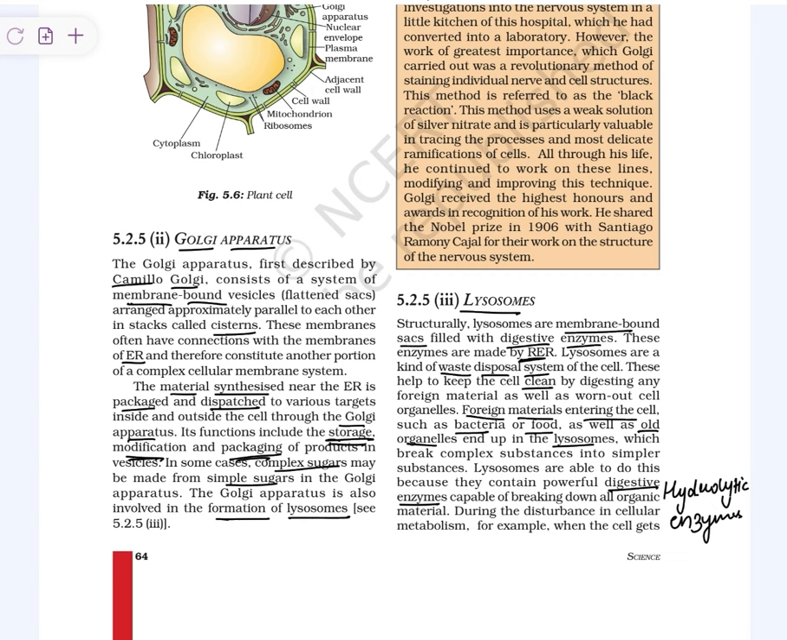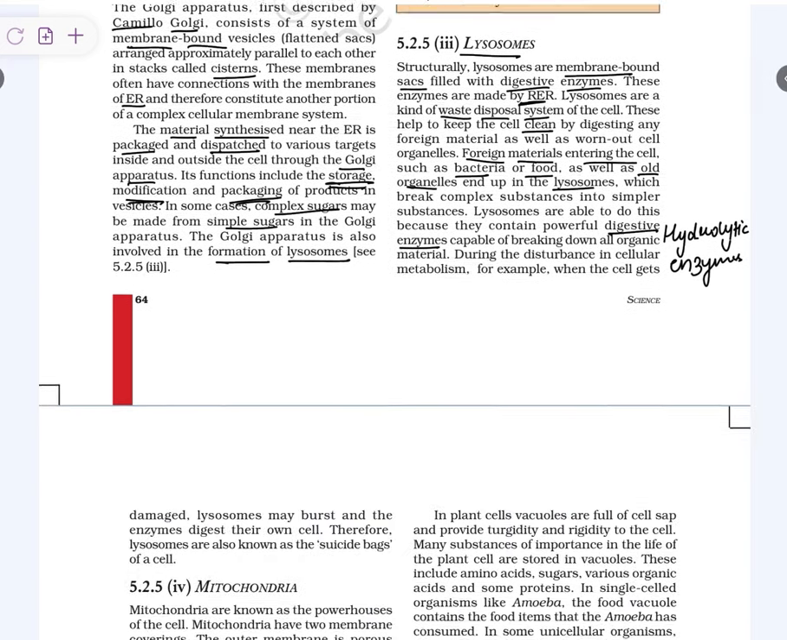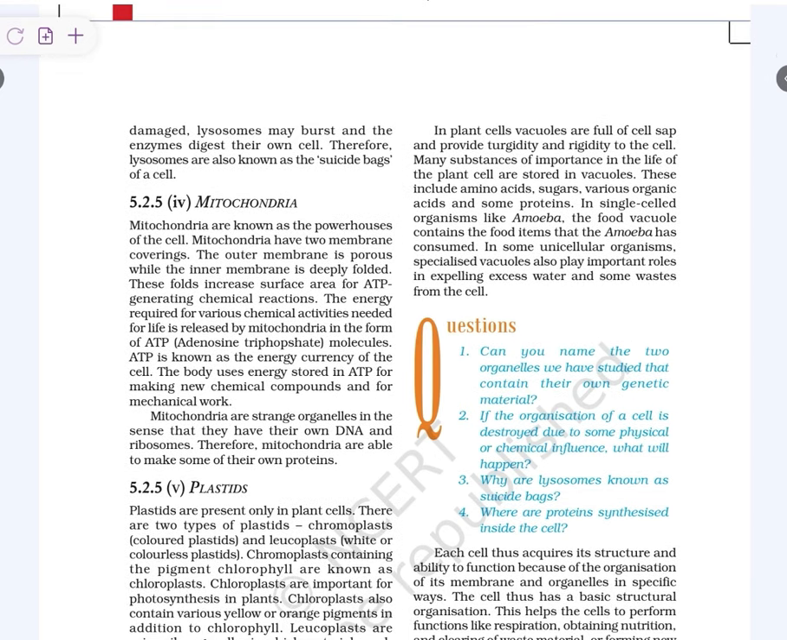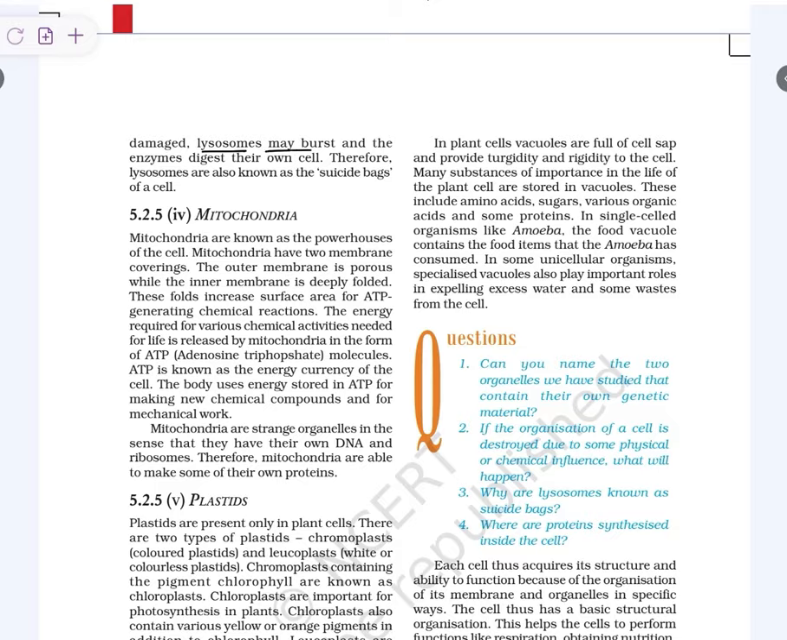During the disturbance in cellular metabolism, for example, when the cell gets damaged, lysosomes may burst and the enzymes digest their own cell and therefore they are called suicidal bags. जब सेल डैमेज हो जाता है तो उस केस में लाइसोसोम्स बर्स्ट हो जाते हैं, और अगर लाइसोसोम बर्स्ट हो गए तो उसके अंदर जो एंजाइम्स हैं वो बाहर आ जाएंगे और वो फिर डाइजेस्टिव एंजाइम्स वो खुद के ही सेल को डाइजेस्ट कर लेंगे. इसलिए इसको हम सुसाइडल बैग्स भी कहते हैं, बिकॉज ये खुद के सेल को भी, जिसमें वो वर्क कर रहे हैं, उसको भी वो डाइजेस्ट कर देते हैं.